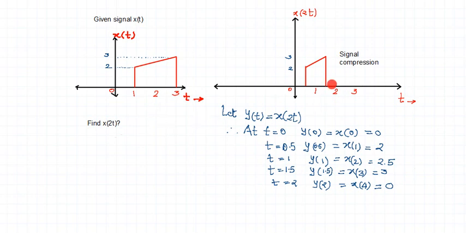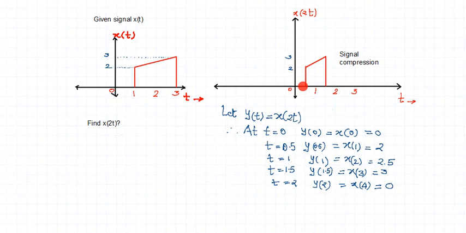Now if you compare the original signal with the resultant new signal, how does the signal look? The signal is a compressed signal, right? The original signal was extending from 1 to 3. In the resultant output x of 2t, the signal just exists from 0.5 to 1.5. Can I say it is compressed with respect to time? Yes.